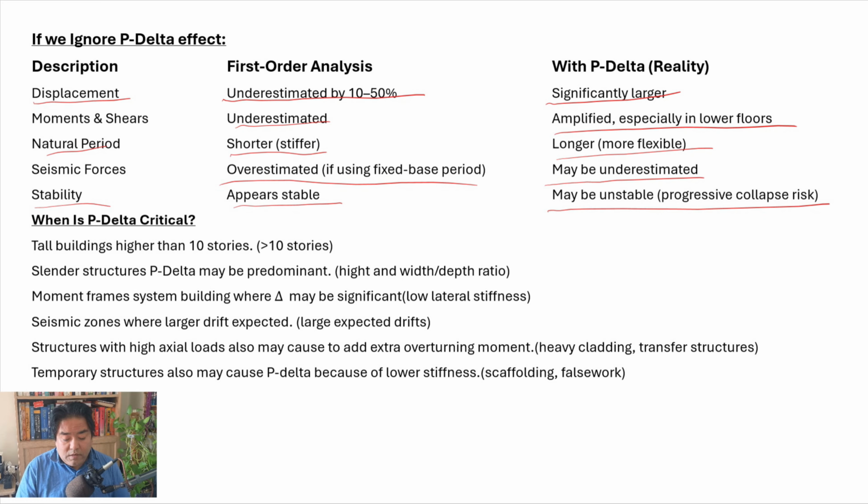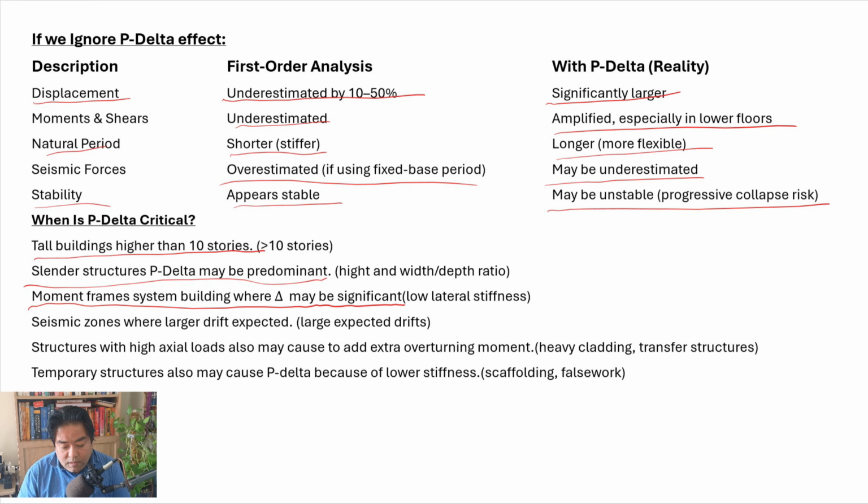When is P delta critical? In tall buildings higher than 10 stories, it may be critical. In slender structures, P delta may be predominant also, slender structures where the height to width or depth ratio is large. In that case also P delta may be critical. In moment frame system buildings, where drift may be significant, there also P delta will be critical.